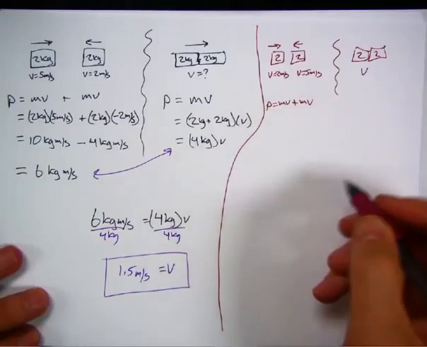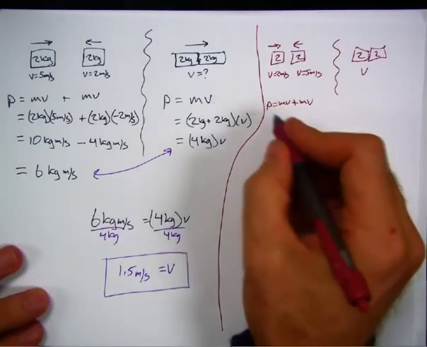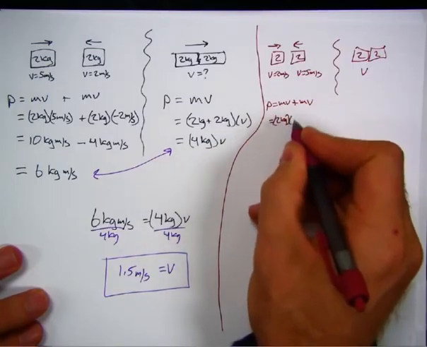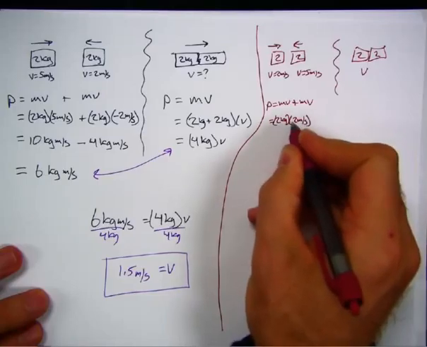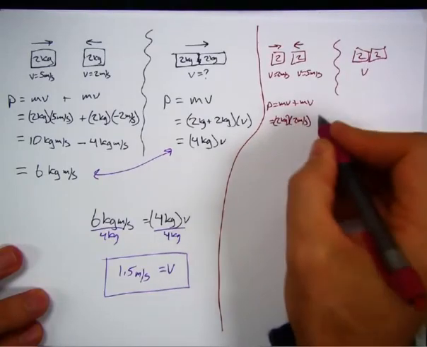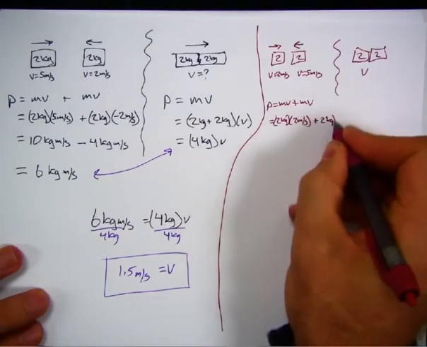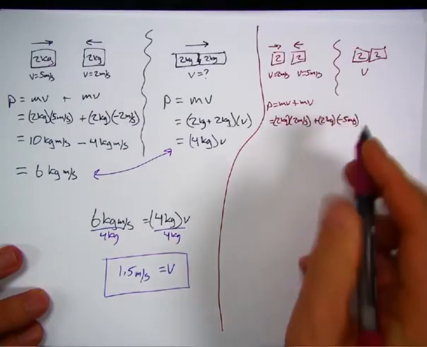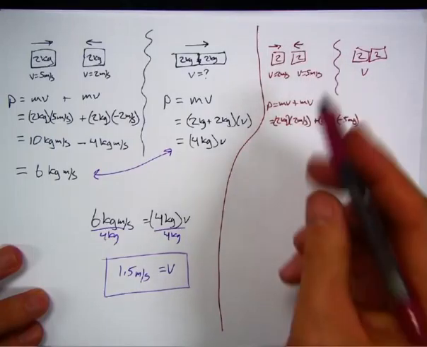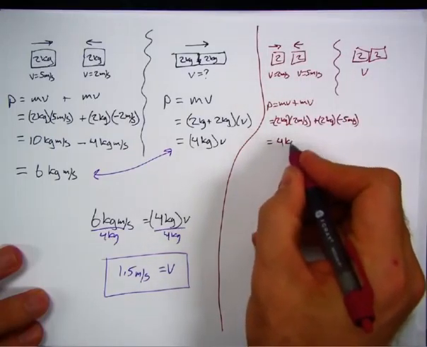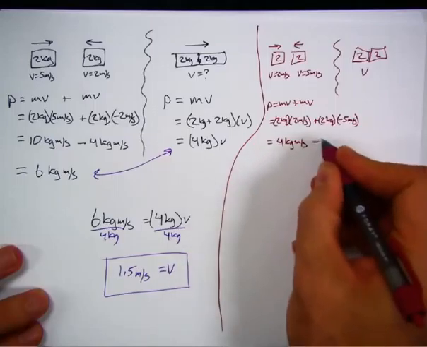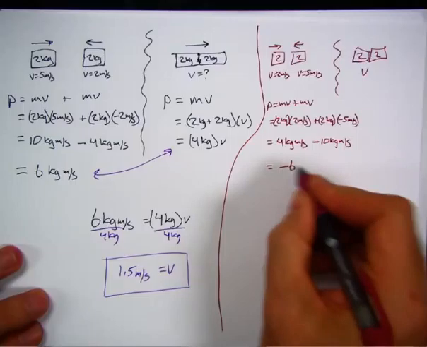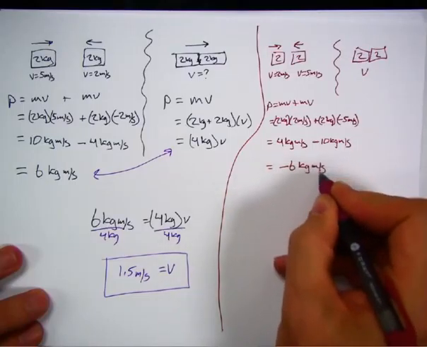We're getting kind of bored with this now because we're doing it so often. We end up with 2 kilograms times 2 meters per second, and it's moving to the right, so this velocity is positive, plus 2 kilograms times negative 5 meters per second, and it's going negative because it's going to the left. So I'm going to end up with 4 kilogram meters per second minus 10 kilogram meters per second equals minus 6 kilogram meters per second.